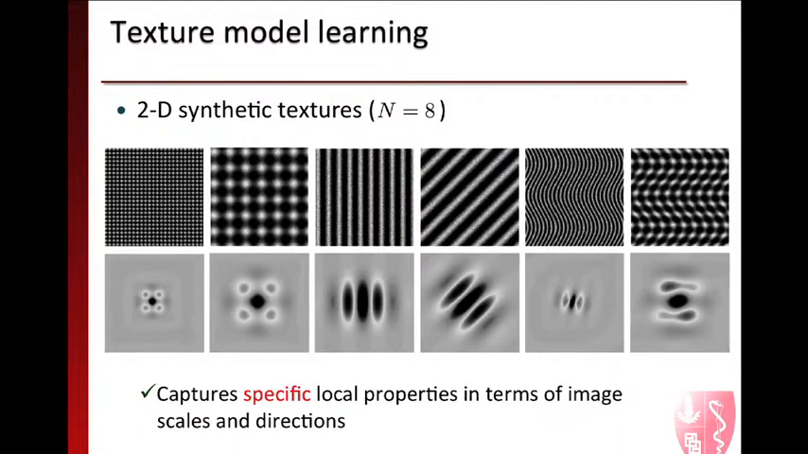Here we extracted some of the models for 2D synthetic textures. What we can see is that when there is a change in scale, the model also changes in terms of scale, and the same thing for orientation. And when we add more complex transformations, we can also extract the model at a given scale. So we can conclude that those models capture the specific local properties in terms of image scale and direction.